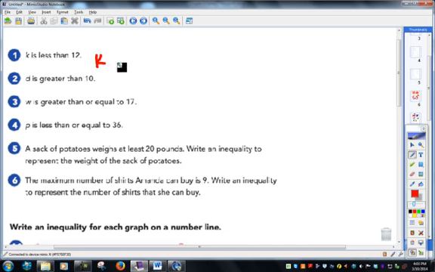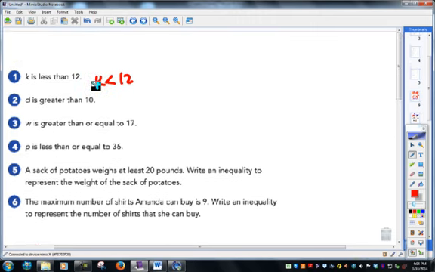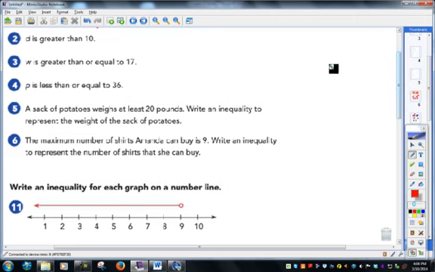K is less than 12. That's a basic one. Okay. D is greater than 10. Can't imagine us really having any problems with this. If my pen would work, I would get over there. Okay. D is greater than 10.